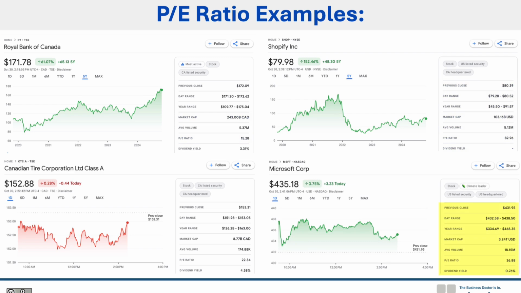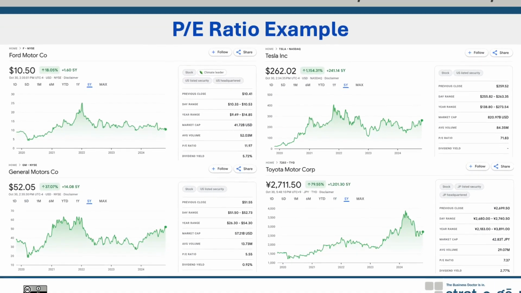Let's also look at Microsoft, another tech company. It's been around for quite a while. Its previous close was $431.95. Its PE ratio is 36.88, and it pays a dividend. In fact, all three of the other stocks pay a dividend, except that Shopify doesn't. So again, what's the justification for a much younger tech company with a market capitalization far less, by the way, of Microsoft, because Microsoft has a $3.24 trillion market capitalization, as Shopify's market cap is $103 billion, and it's trading at over twice the price-earnings ratio of Microsoft.